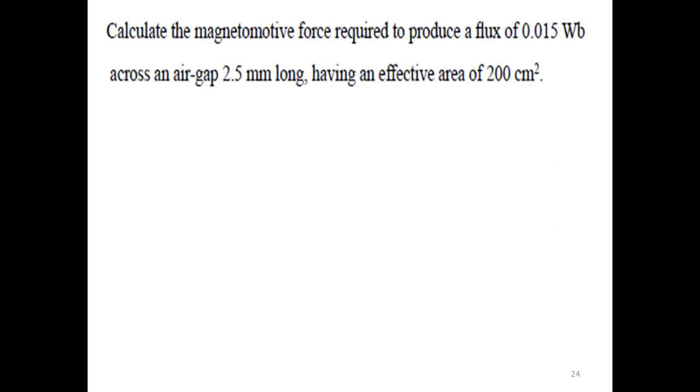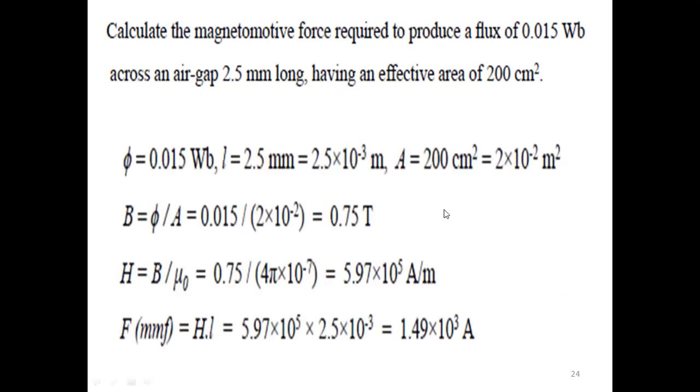Otherwise, flux is given, so you calculate B equal to phi by A, the flux density formula. Flux is given, area is given. Next, B equal to mu H, so H equal to B by mu. You can calculate H, and L is already given, so HL also we can do. So different methods and different formulas are there. Whichever is easy for you, you have to use that.